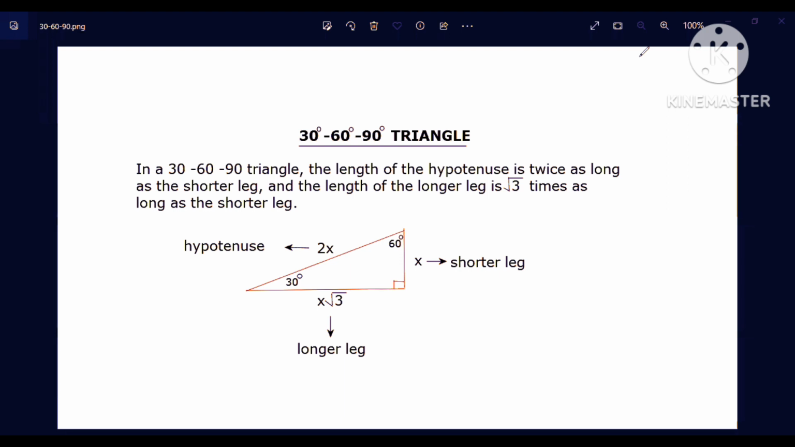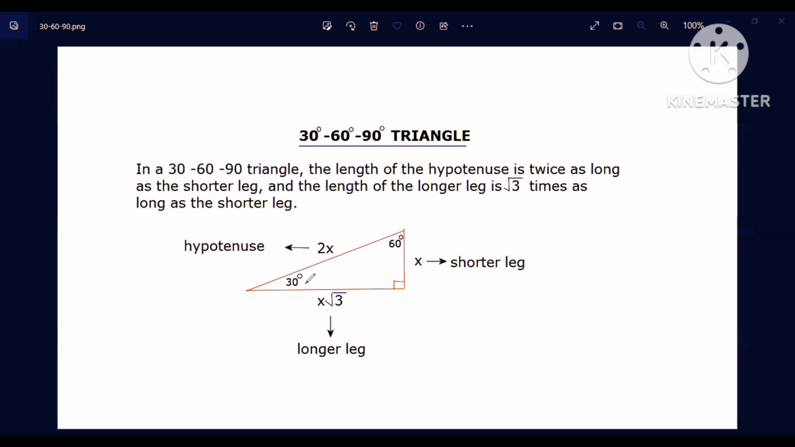Okay, let's have the first theorem, the 30-60-90 triangle theorem. In a 30-60-90 triangle, the length of the hypotenuse is twice as long as the shorter leg, and the length of the longer leg is square root of 3 times as long as the shorter leg. So, ganito ang itsura ng 30-60-90 right triangle, no? The longest side is the hypotenuse, and the sides that form a right angle are the two legs. Now, take note that the side opposite the 30-degree angle is the shorter leg, and the side opposite the 60-degree angle is the longer leg.